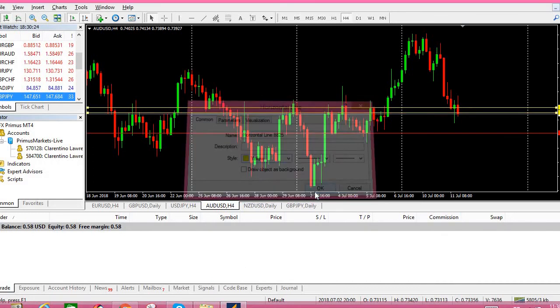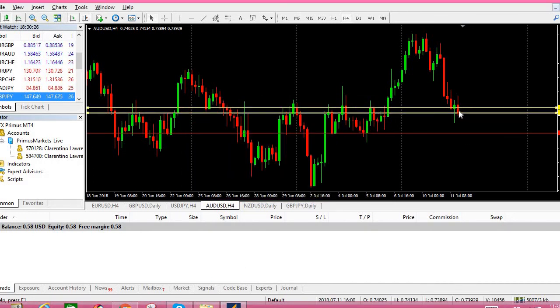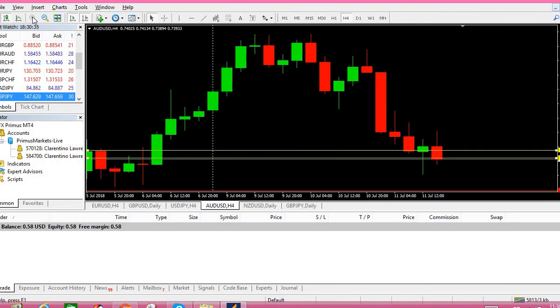So I've identified a spot, where the money is probably going to be made. Let me make this clearer. If you notice one rejection here, this is the 4-hour chart.